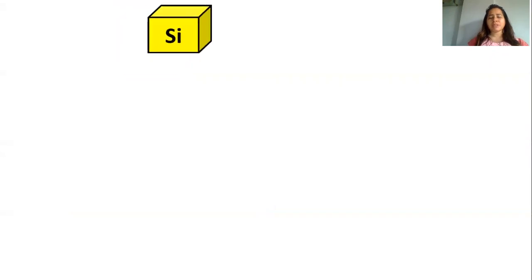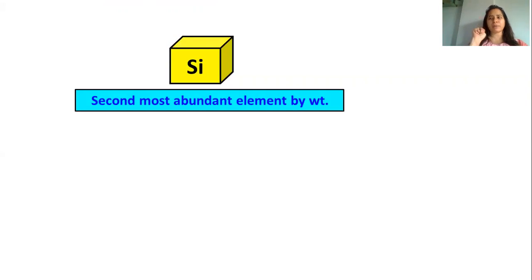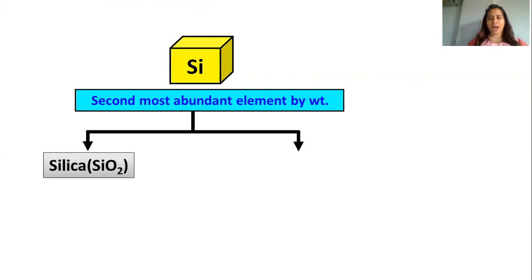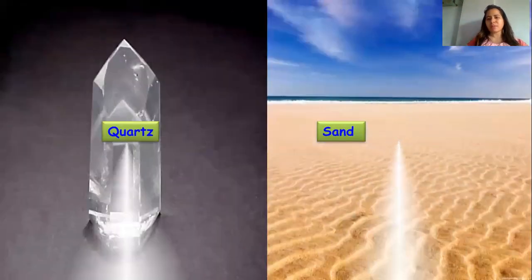Next, the element after carbon is silicon. Silicon is the second most abundant element found in the Earth's crust. The first most abundant element is oxygen, second silicon, and third aluminium. Silicon is mostly found in 2 forms: one in the form of silica and the other in the form of silicates. Silica can be found in the crystalline form of quartz or in the normal amorphous form, that is sand.